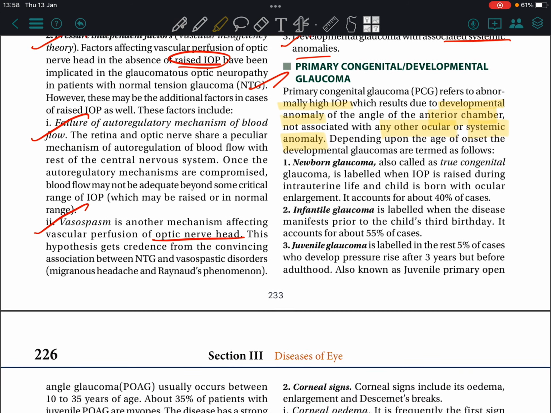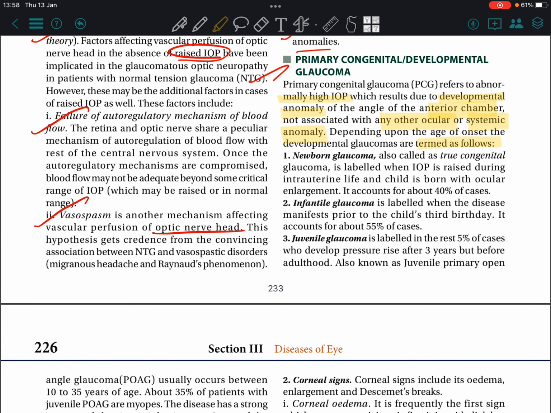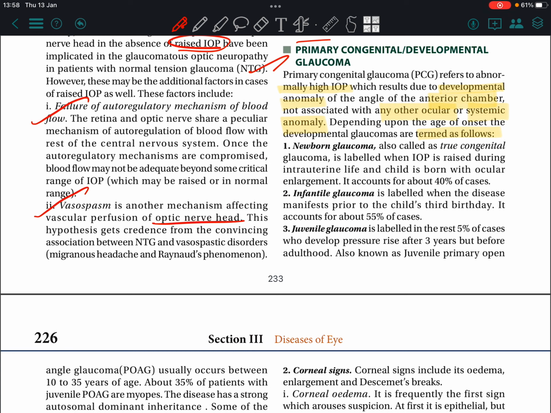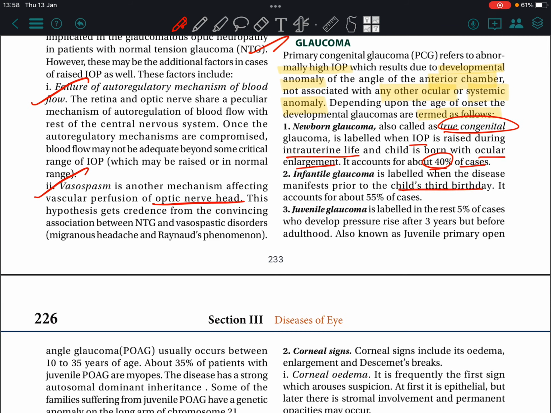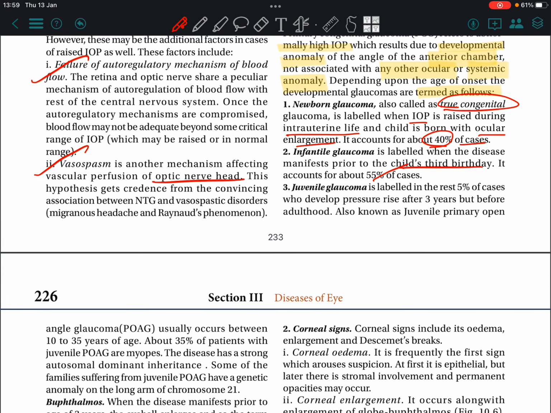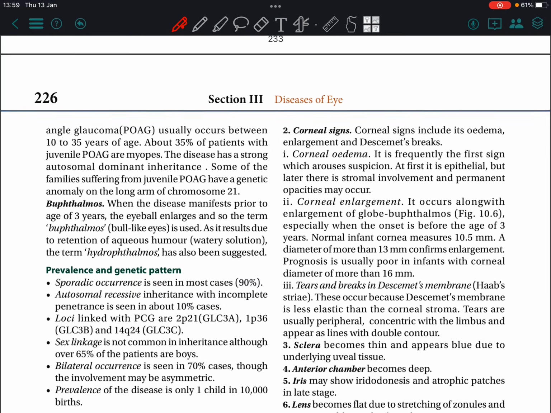Depending upon the age of onset, the developmental glaucoma is termed as follows: Newborn glaucoma, also called true congenital glaucoma, is labeled when IOP is raised during intrauterine life and the child is born with ocular enlargement. It accounts for about 40% of cases. Infantile glaucoma is labeled when the disease manifests prior to the child's third birthday. It accounts for about 50% of cases. Juvenile glaucoma is labeled in the remaining 5% of cases who develop pressure rise after 3 years of age.